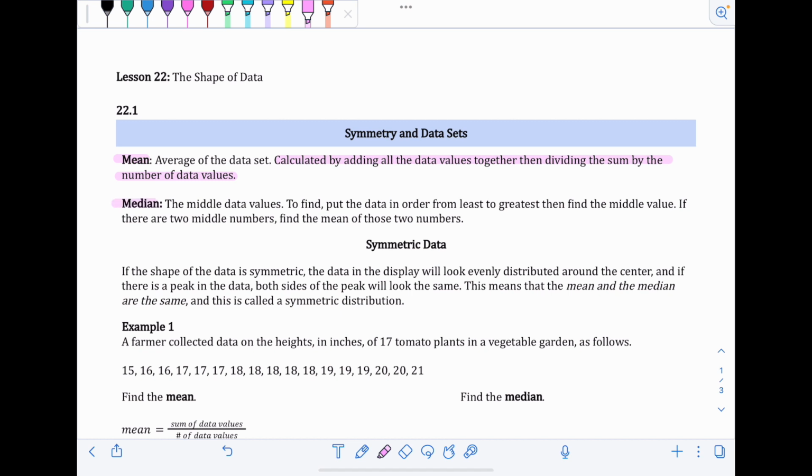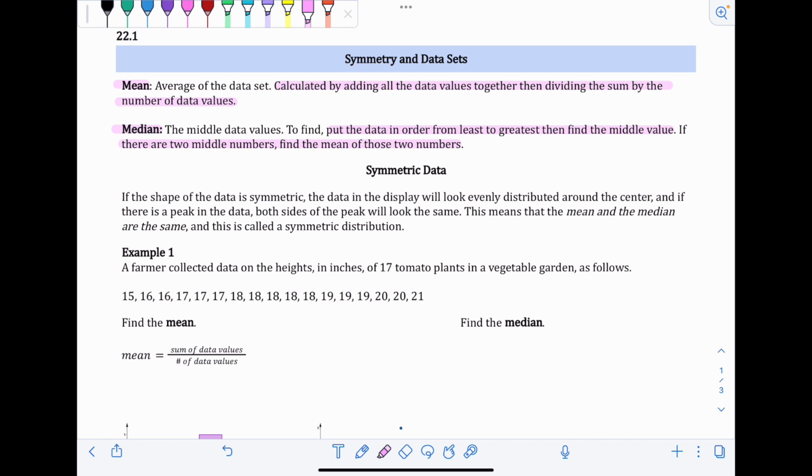And then the median is the middle of the data values. In order to find the median, you'd put the data in order from least to greatest, and then you would just find the number that comes in the middle. If there are two in the middle, which happens if you have an even amount of numbers in your data set, then you find the mean or the average of those two numbers. In that case, you would just add the two middle numbers and divide by 2.